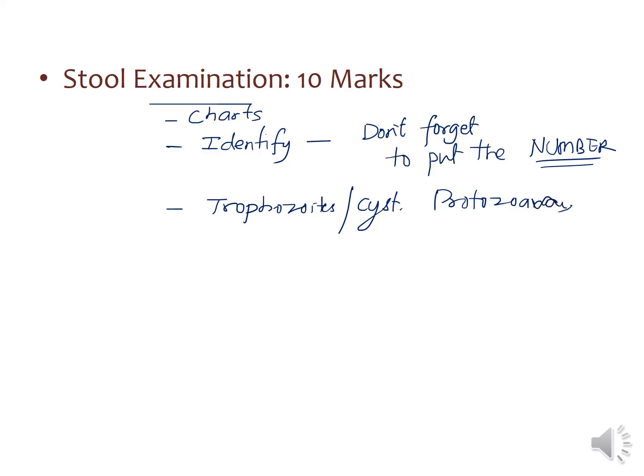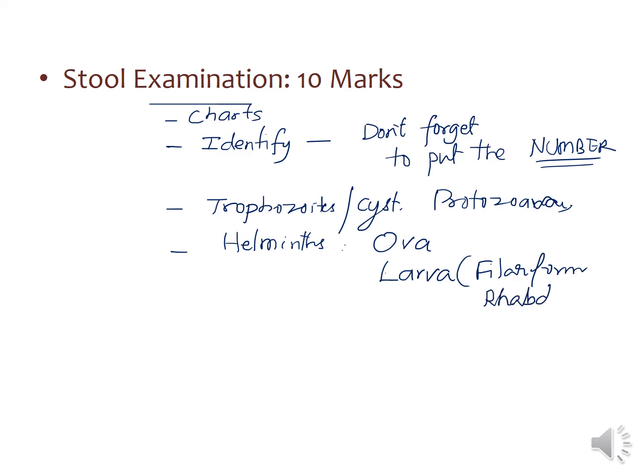But in case of helminths, they may be seen in the form of ova or larva. Again, this larva may be filariform larva or rhabditiform larva. So you have to mention whether it is filariform larva or rhabditiform larva, or you have to write ova or parasite. So these are the 3 important forms of a single parasite in the helminths.